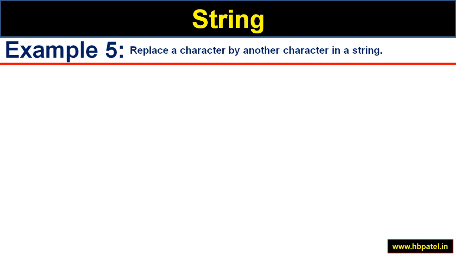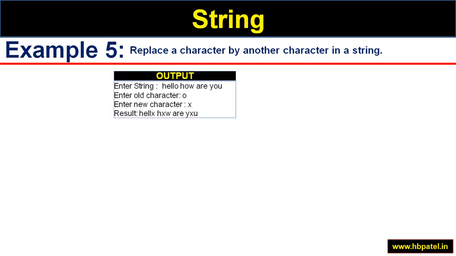Now replacing a character by another character. So output is something like this. Enter string. Let's say hello, how are you is my input. Then what character do you want to change? I want to replace o. So the o is to be replaced by x. So these are the two characters that I'll be entering, that I want to replace o by x. So all o will be replaced by x. So hello, how are you would look like hellx, hxw are yxu. All o are replaced by x. This is something that I want to do.